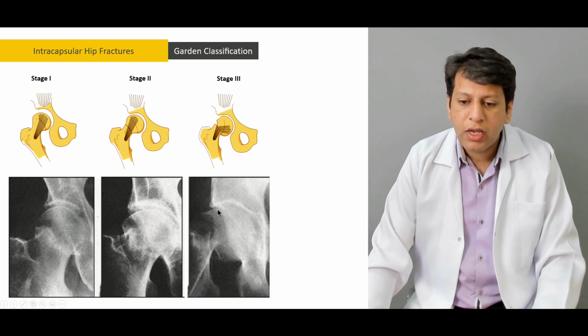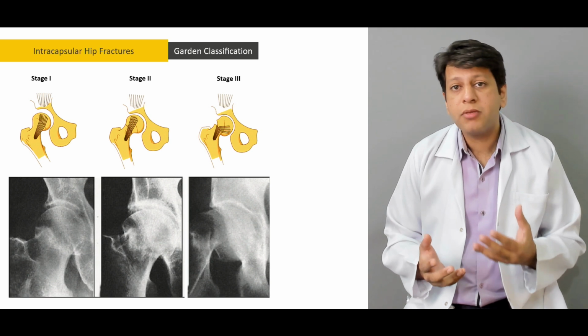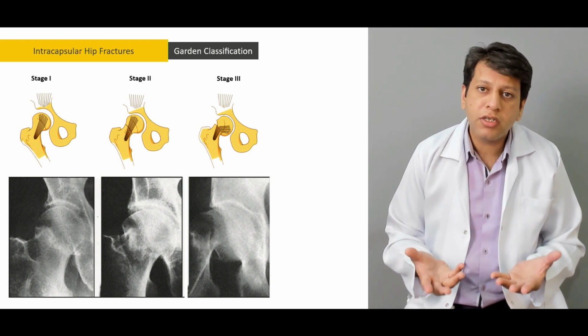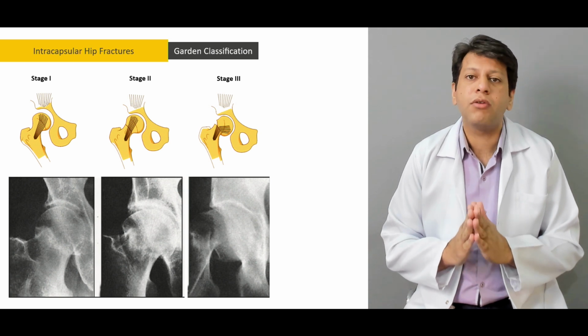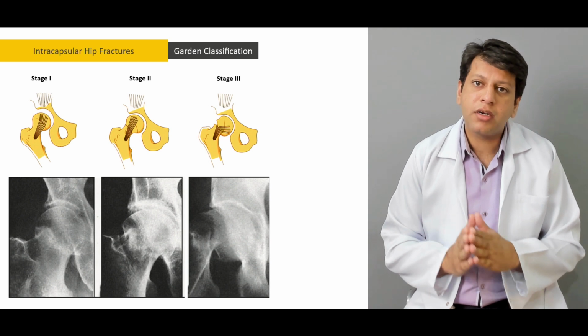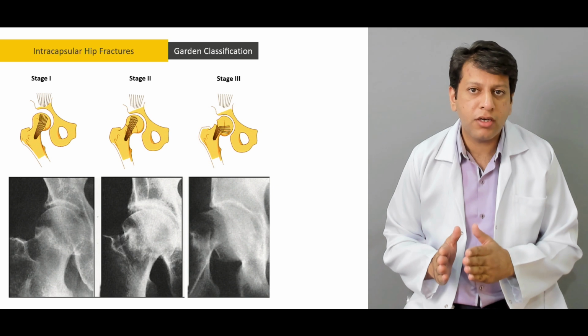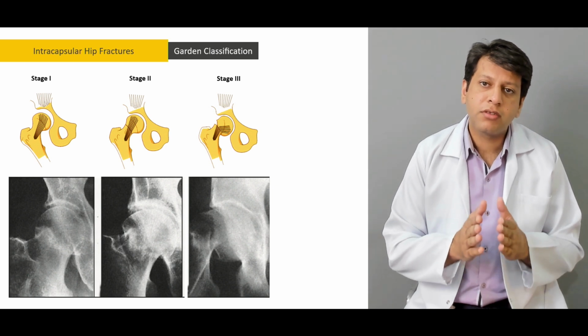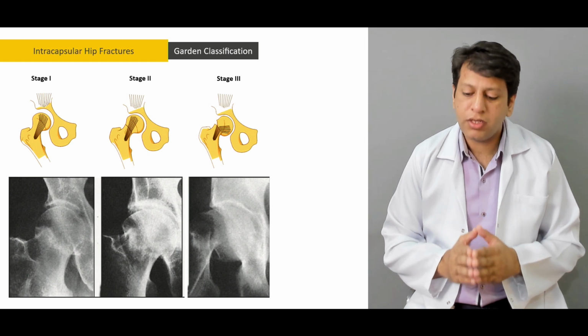So when you are viewing an AP x-ray and you are not sure whether it's partially or completely displaced, the best way is to look at the trabecular lines on the AP view of the hip joint. If they're parallel and it's a complete fracture and it looks displaced, then it is a type 4 injury, which means mostly completely displaced. If it's partially displaced, then these lines will be perpendicular to each other.